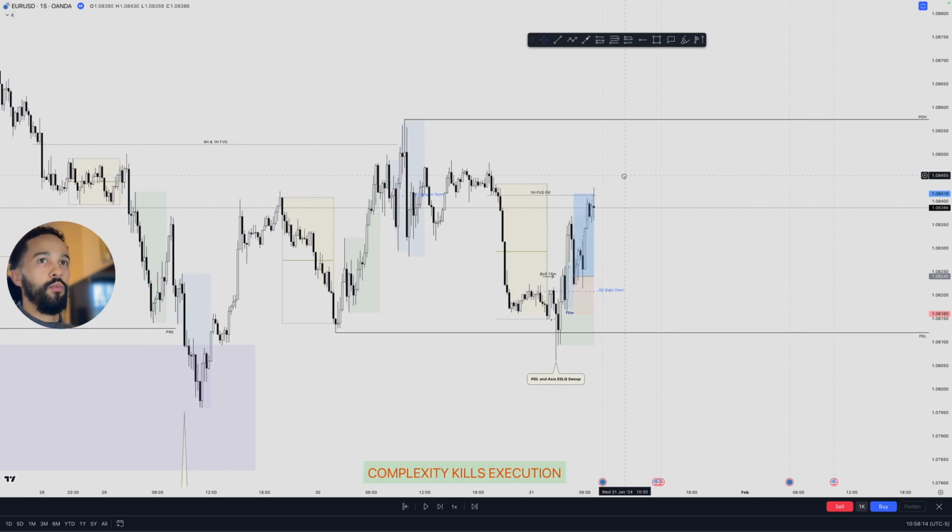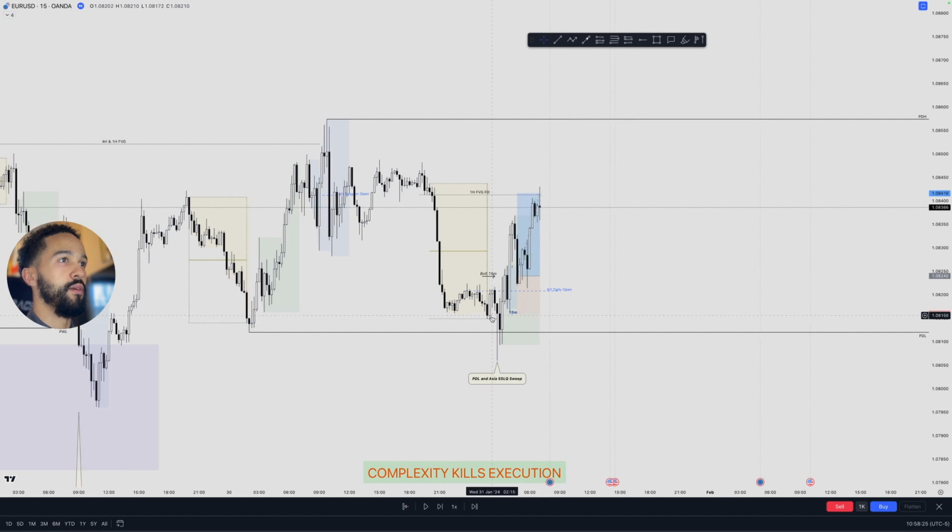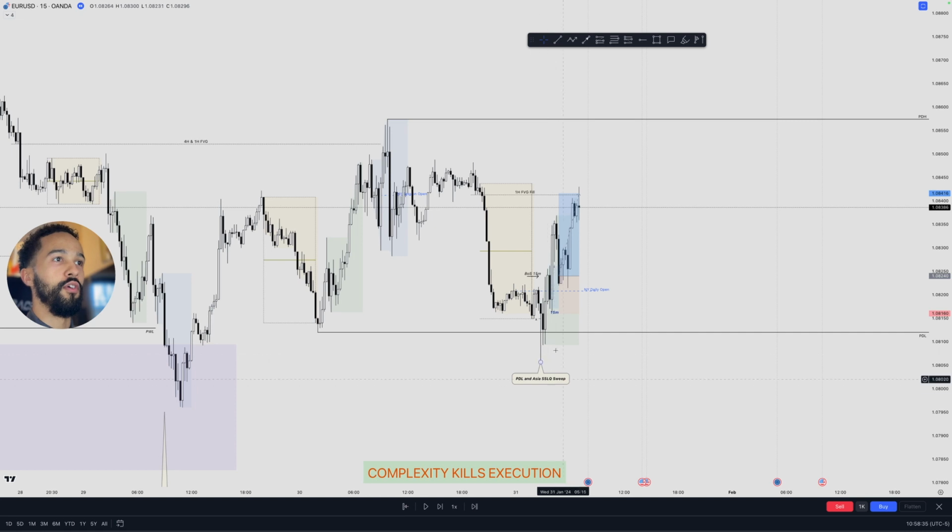On the 15-minute, what you'll see here is we had previous daily lows here in the morning through Frankfurt into London. We swept those previous daily lows. You can see here with this X, we also swept Asia, the bottom of Asia, which gives us a bias, right, that we could go long from this liquidity sweep here.